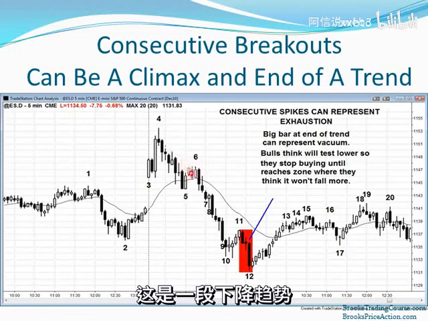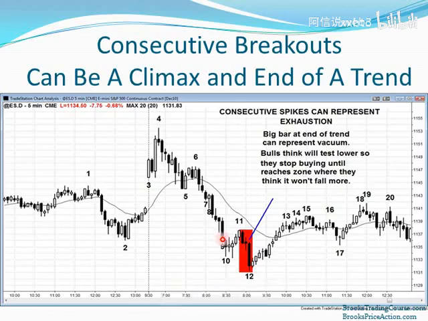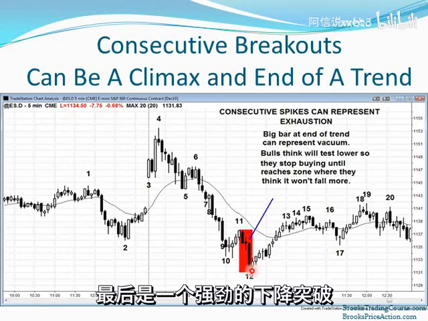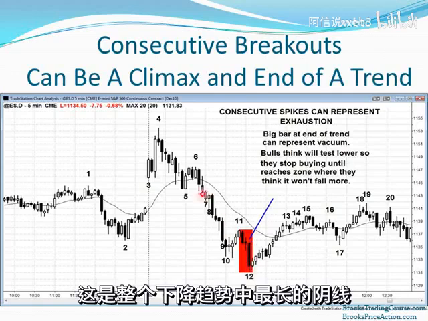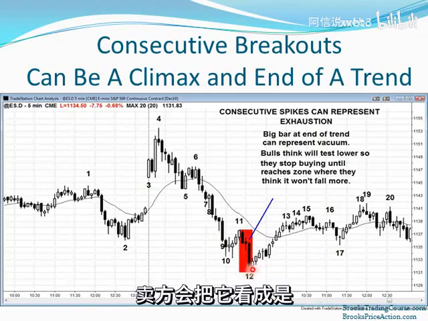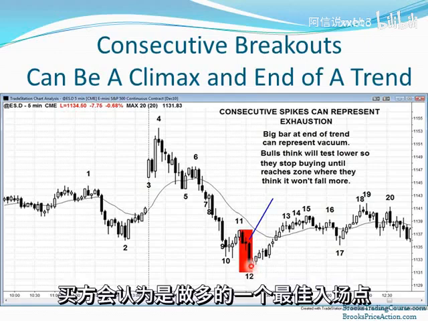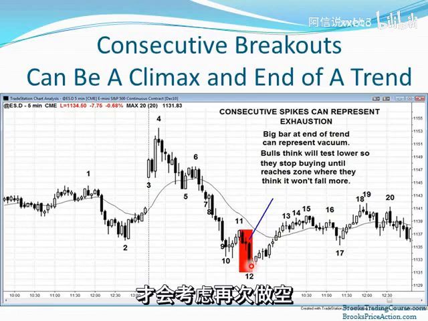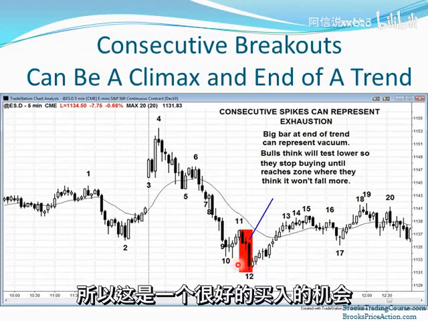Here's an example in a bear trend. Consecutive bear climaxes. Each series of bear trend bars is a climax. We have a two-legged pullback, and then we have a strong bear breakout, the biggest bear bar of the entire trend. That is a red flag to traders. Bears will see it as a great gift, an opportunity to take profit on their shorts at a great price. Bulls will see it as a great opportunity to buy for a scalp. They'll assume the bears will buy back their shorts and not look to sell again for many, many bars. So it's a great buying opportunity.